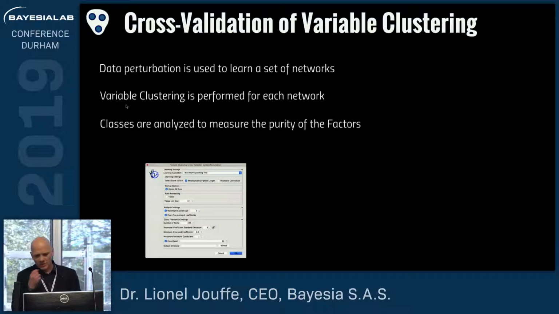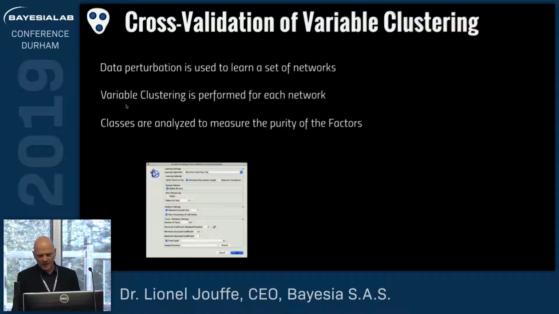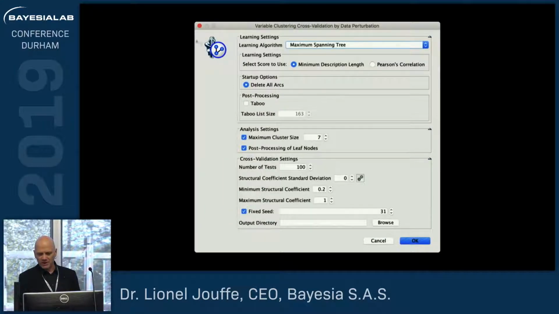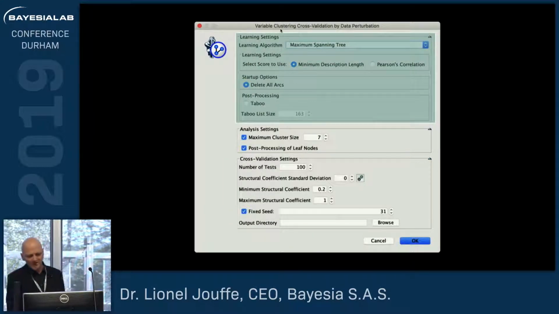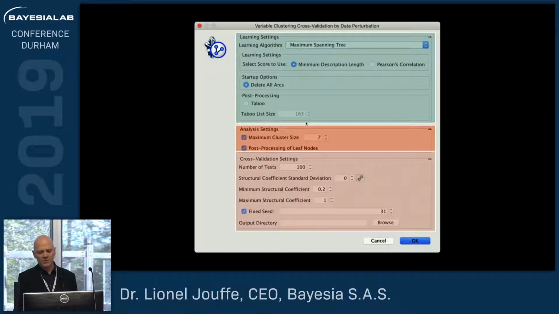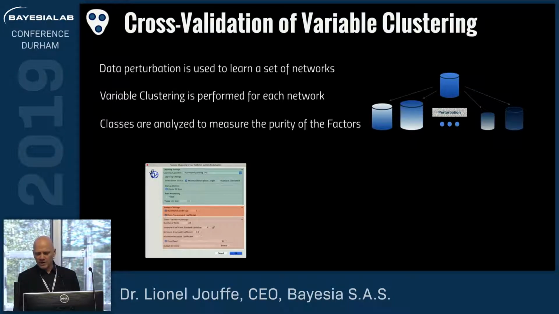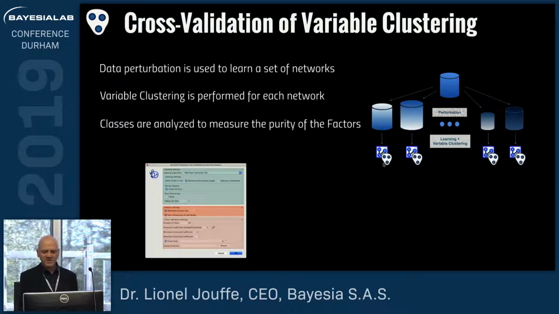So here you can also do cross-validation for this approach. You define your algorithm, then the settings for variable clustering, and then the settings for the cross-validation. Again, here I'm using 100 test sets. I'm not exploring the structural coefficient here, so I set it to 0, just to keep the same one. Again, we learn 100 Bayesian networks, which means this is learning a Bayesian network, then using variable clustering with the settings I've just defined, and then we do statistics on the factors we found.